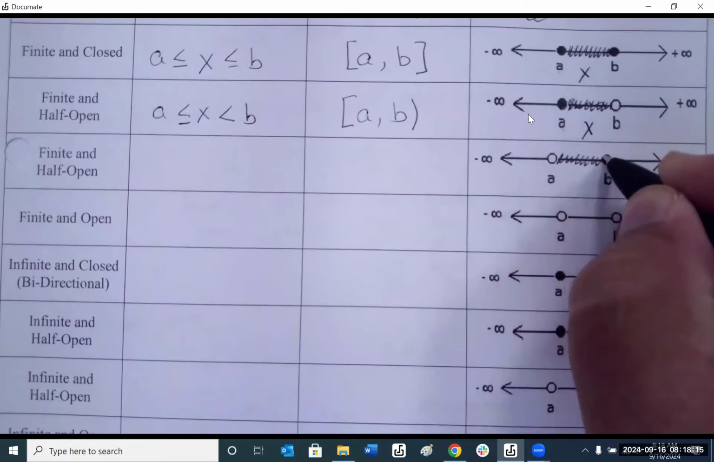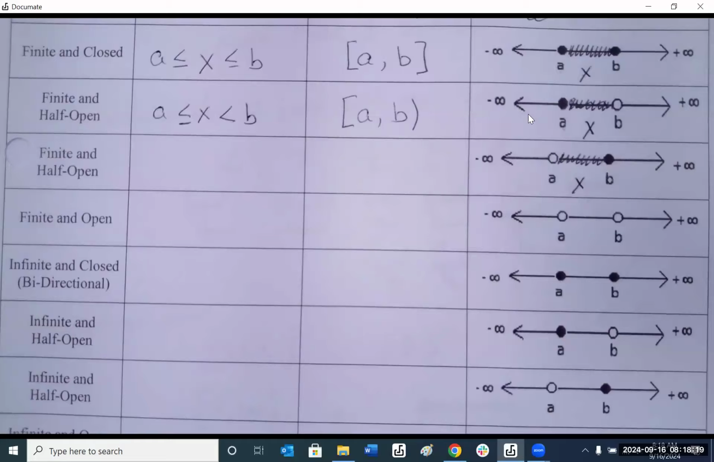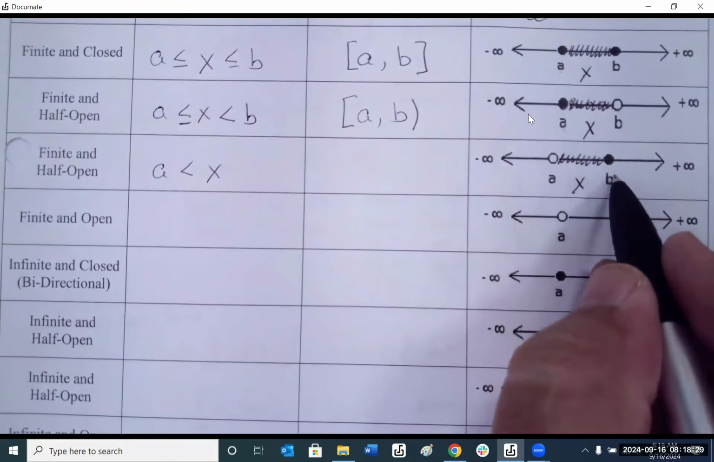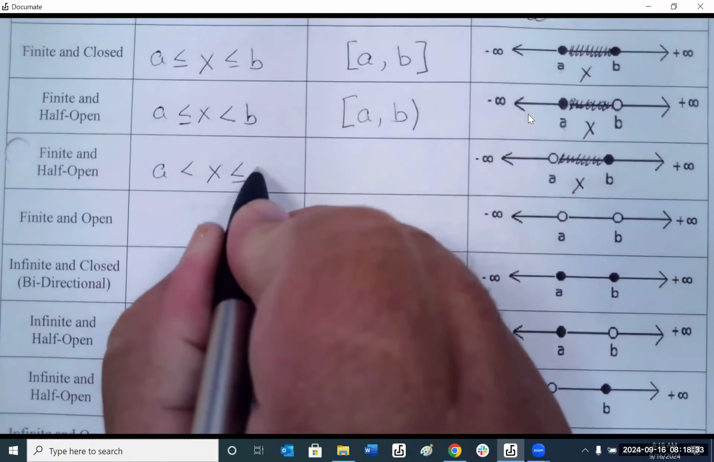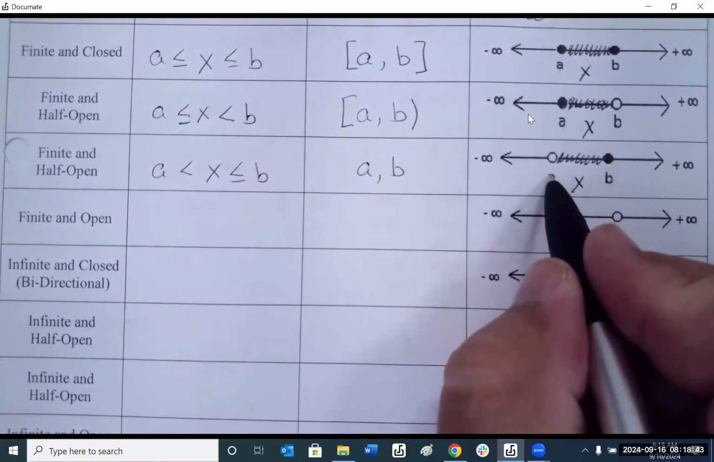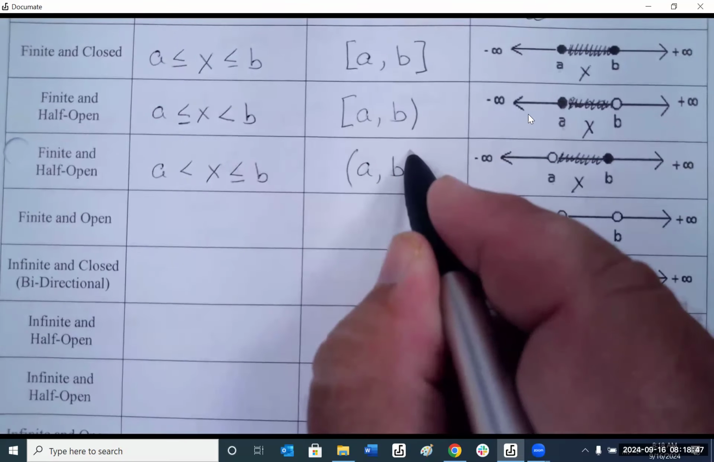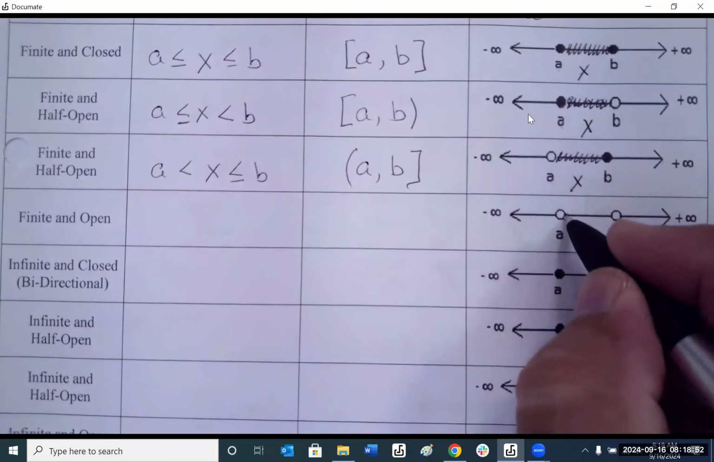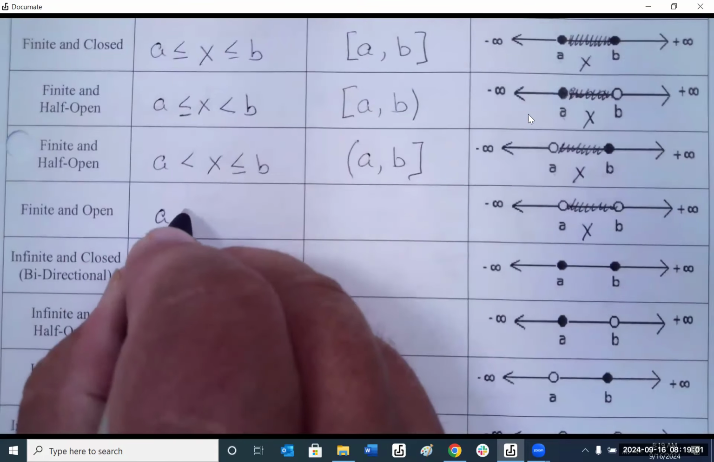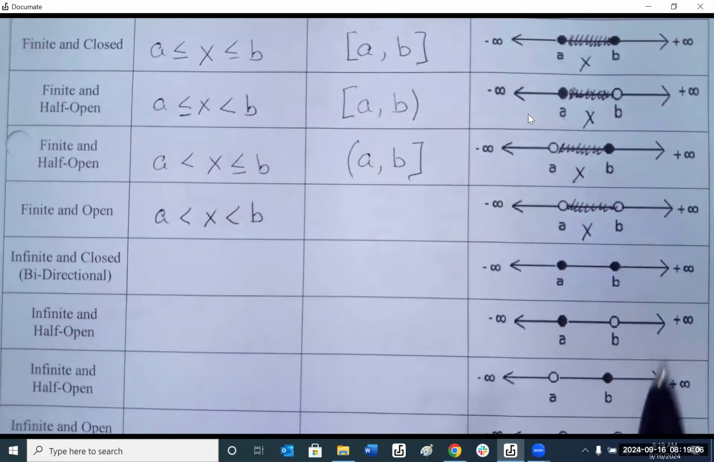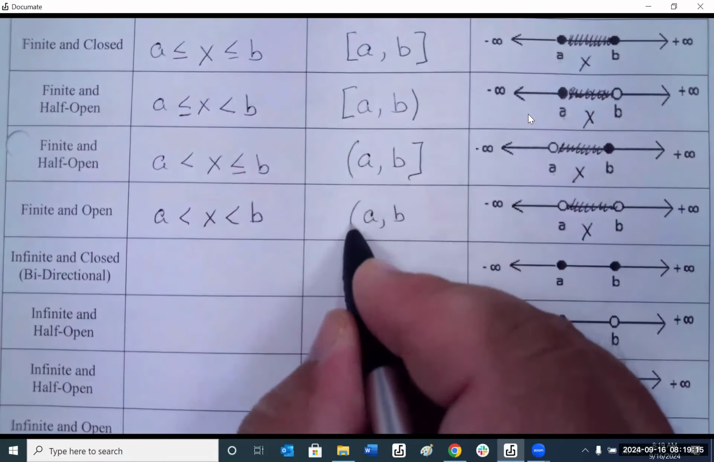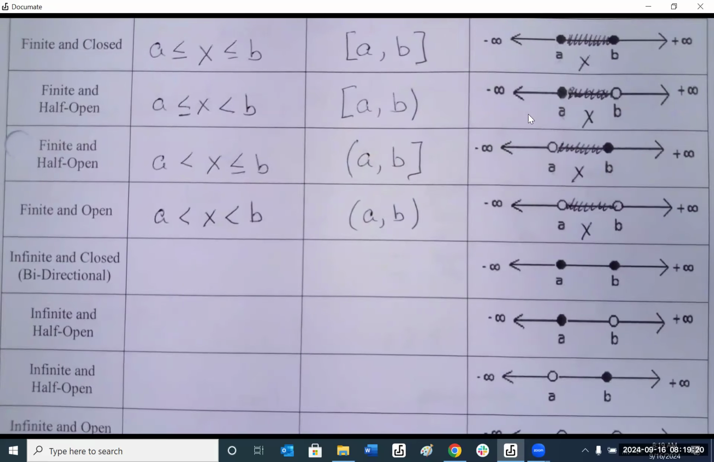The next one. X is between A and B. A is less than X, and X is less than or equal to B. So my endpoints are A and B. Is it parenthesis or bracket on the first one? Parenthesis. And the second? Bracket, right. And the fourth one in that set, A is less than X is less than B. They're both open, so you can't get to them. And both of these symbols are parentheses. So far, so good?